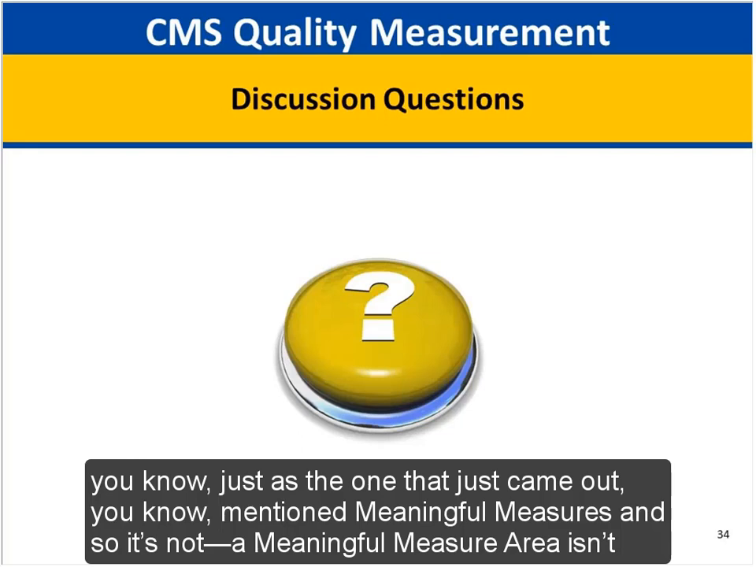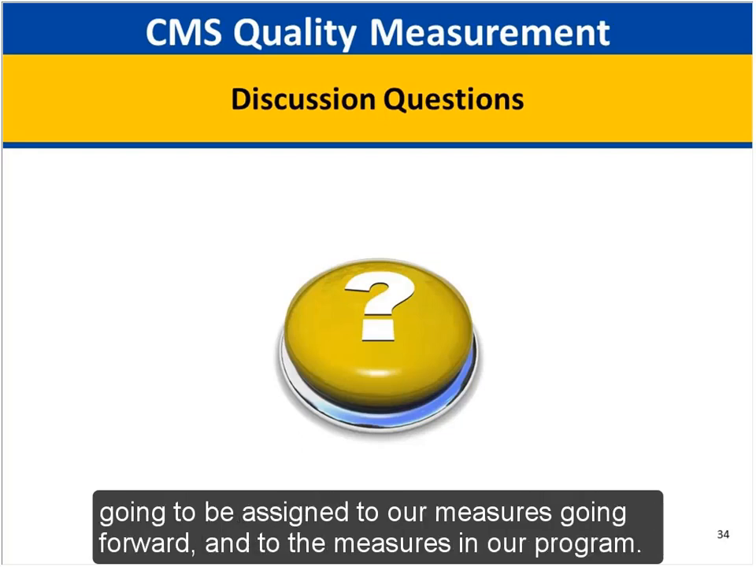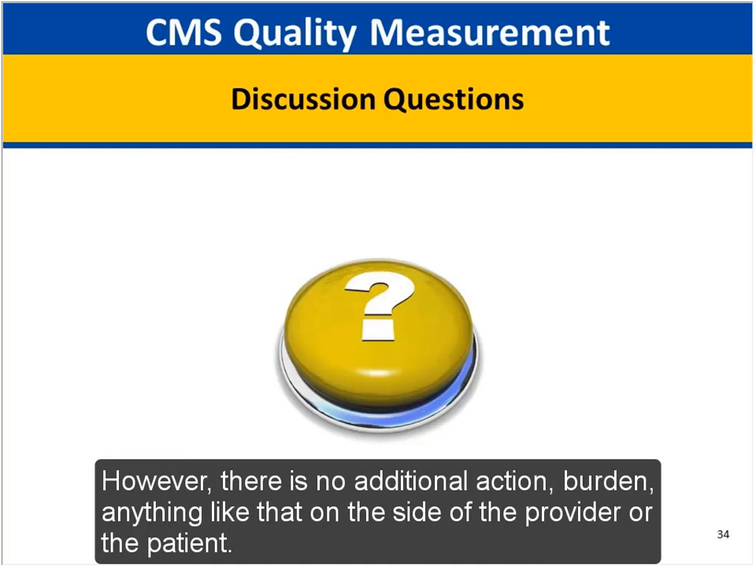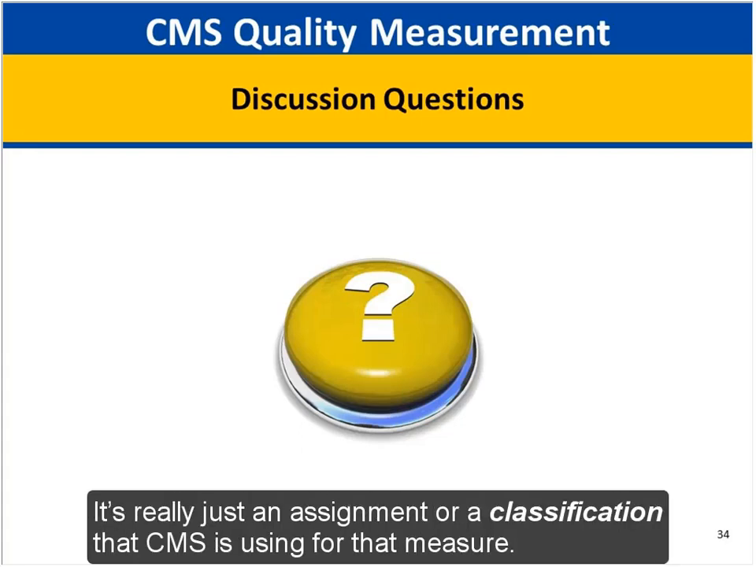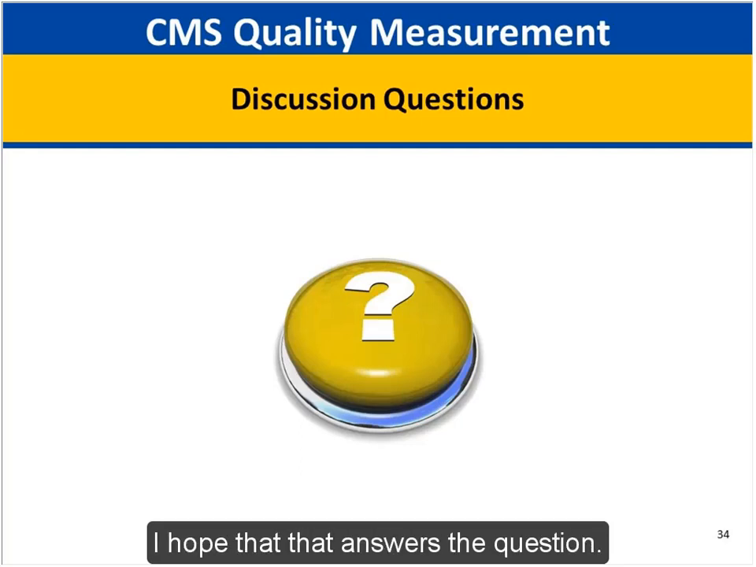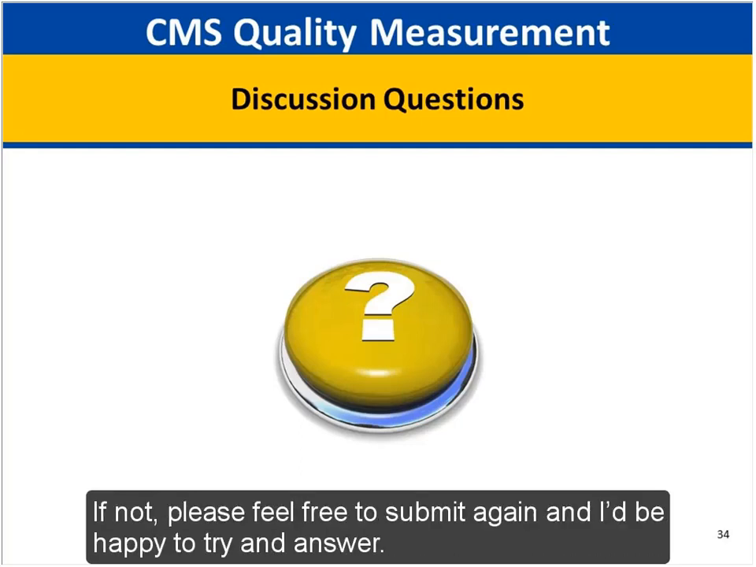A meaningful measure area is going to be assigned to our measures going forward and to the measures in our program. However, there's no additional action, burden, anything like that on the side of the provider or the patient. It's really just an assignment or a classification that CMS is using for that measure. I hope that answers the question. If not, please feel free to submit again, and I'd be happy to try and answer.